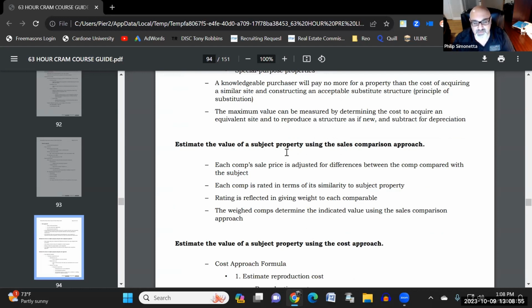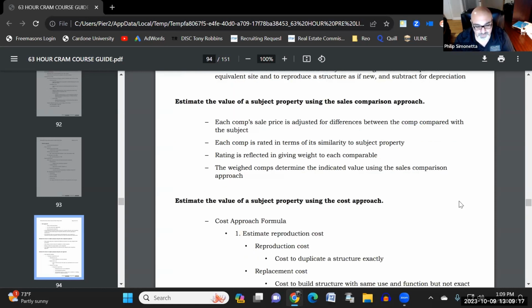You have to estimate the value of a subject property using the sales comparison approach. Each comp sale is adjusted for the difference between the comp compared with the subject. Each comp is rated in terms of similarity to the subject. Rating is reflected in giving weight to each comp. The weighted comps determine the indicated value using the sales comparison approach.